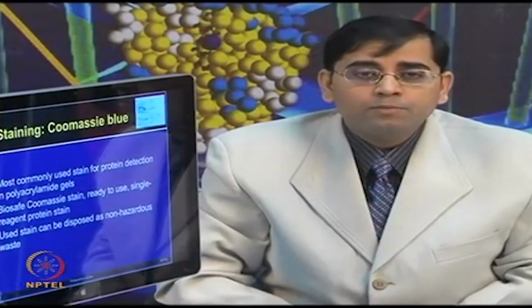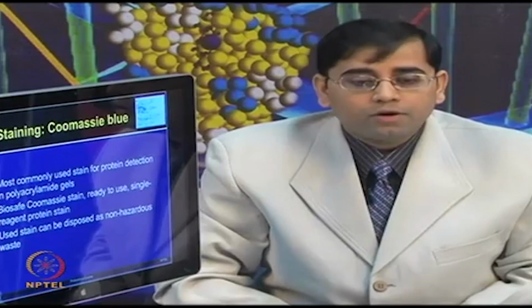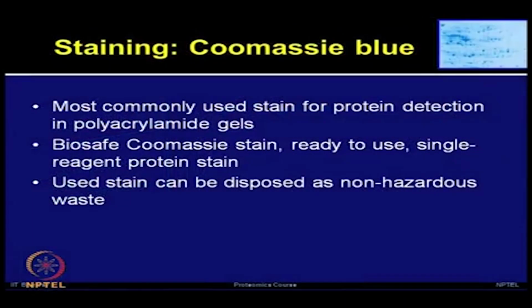This is one of the most commonly used stains for protein detection in polyacrylamide gels. The sensitivity is good, but not very sensitive as compared to silver or SYPRO Ruby, but its ease of performing the staining method, stability, very low cost, and good compatibility with mass spectrometry, all of this makes Coomassie blue a stain of choice for most laboratories worldwide.